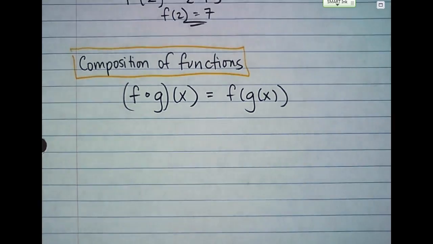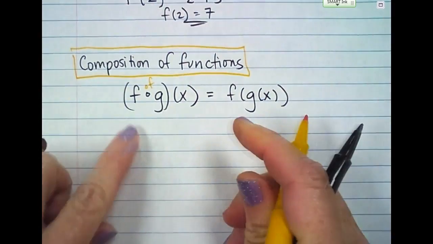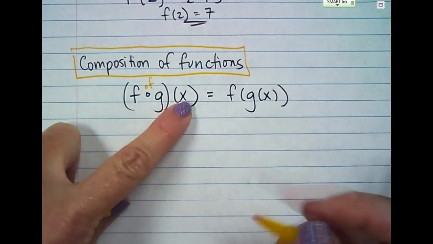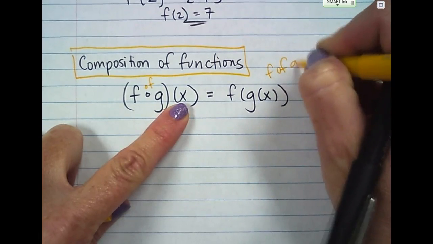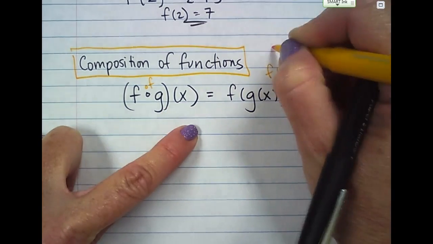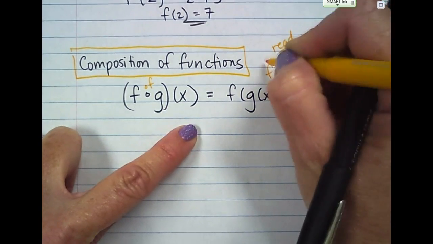So the best way to think about it is that little bitty o. Think about it as the word of. F of g of x. You can write yourself a note. The way it's read is f of g of x. That's how you read it, if you didn't know that.